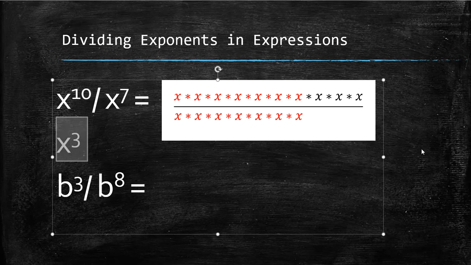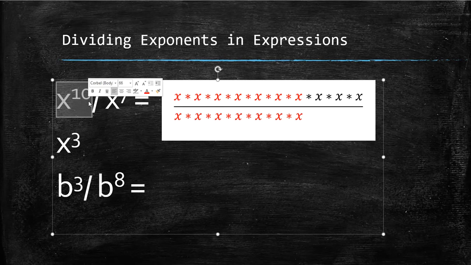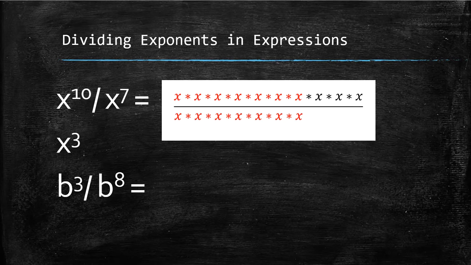X to the 3rd becomes our answer because these 7 x's cancel out 7 of these x's and we're left with 3 of them. All right, so what about if I had b to the 3rd divided by b to the 8th? Draw out your own little diagram like this and tell me what you think you're going to get.